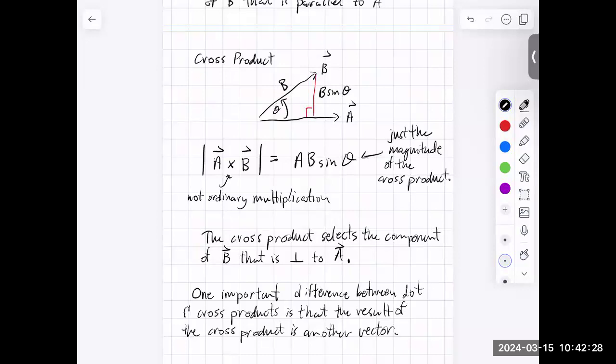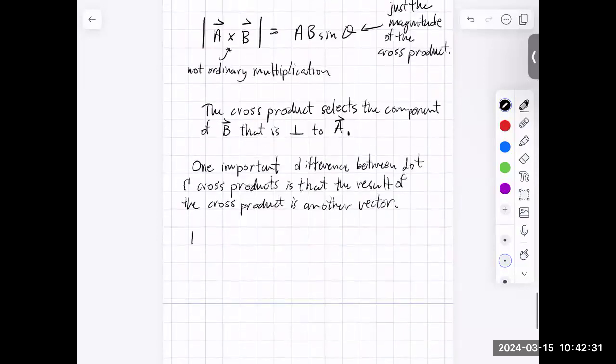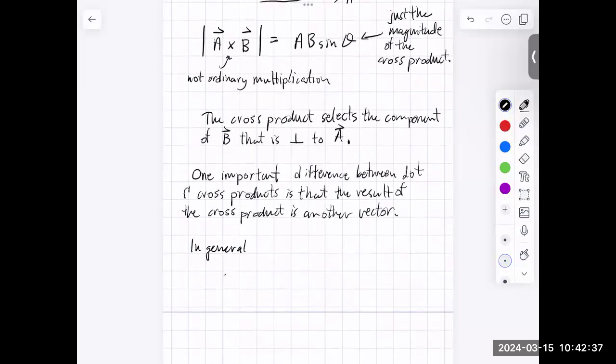Okay, so in general, A cross B results in a third vector. And so we already know some properties of this vector. The first thing we know is that the magnitude of this vector C is AB sine theta. Okay, so we've already established that. The last thing we need to do is establish the direction of this vector. And that's where we're going to require another right-hand rule.